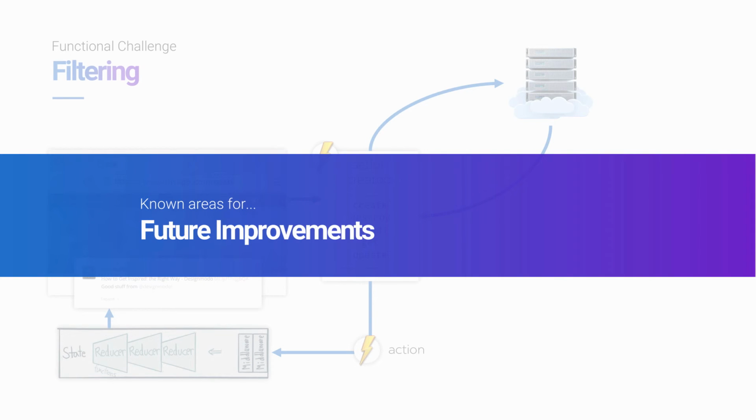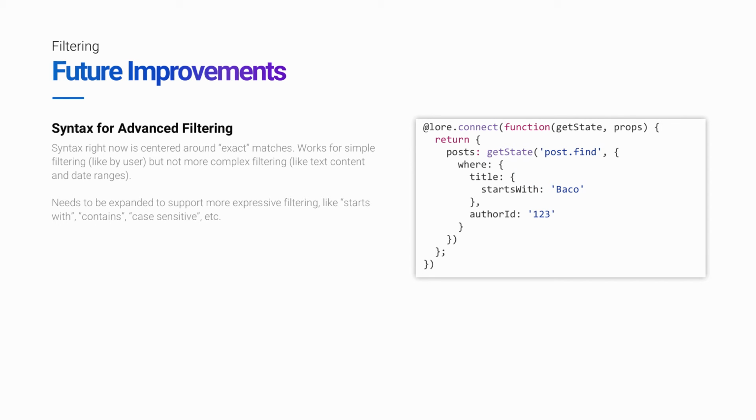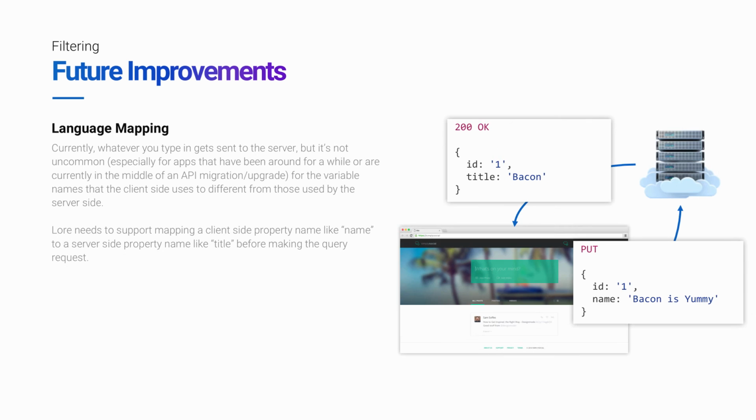Let's talk about some known areas where it needs to improve. So the syntax right now is centered around exact matches. Whatever you pass to the where clause is sent directly to the server. This works fine for simple filtering, like querying by user, but not for more complex filtering, like text searches or finding data within a certain date range. To support that, this interface needs to be expanded to include a more complex query syntax, such as, give me all the posts with a title that starts with Bako.